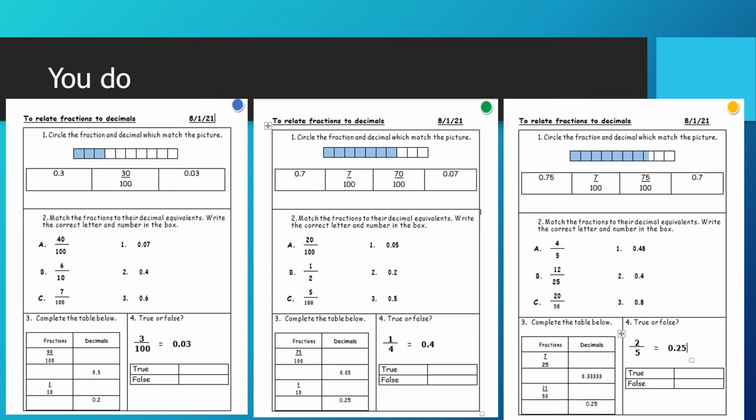Okay, second question, you've got to match the fractions up to the decimal equivalents. You will see it'll say A, B, C down the left hand side and 1, 2, 3 with the decimal equivalents. So if your answer is B1, you'll need to write it in the box on Purple Mash. Okay, and there's a little table to complete and a true or false question at the end.